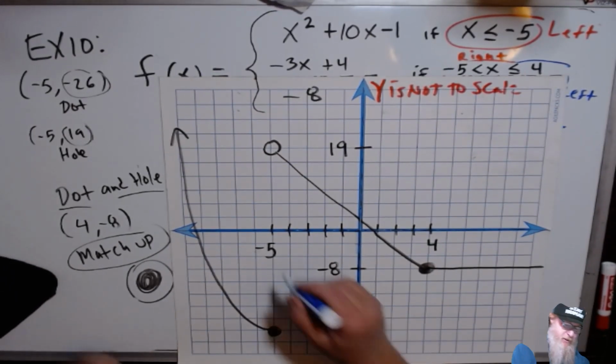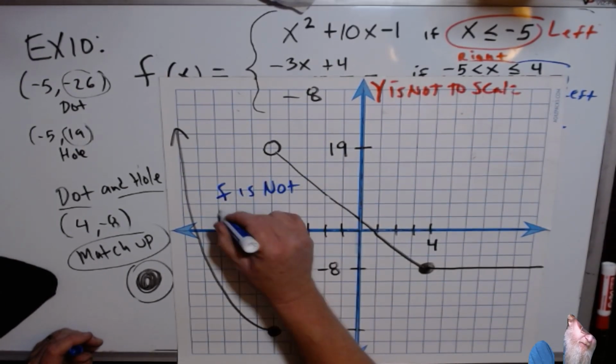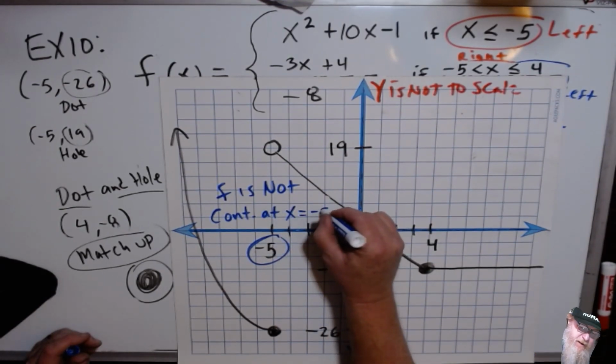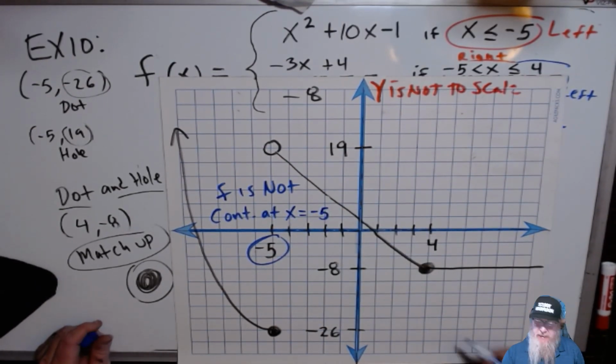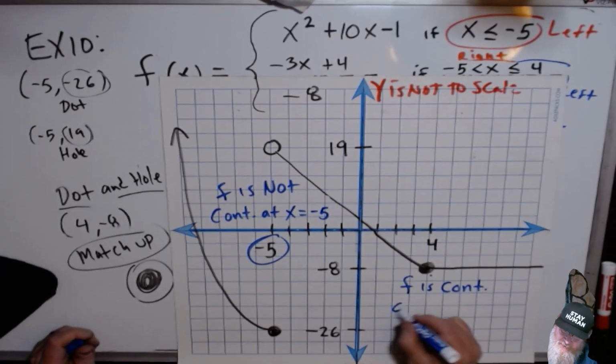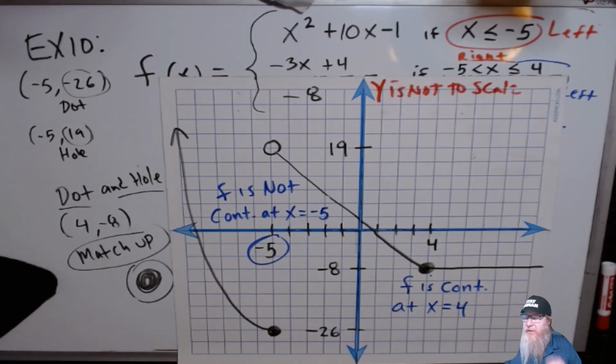Okay. And so I would say not continuous at negative 5, continuous at 4, x equals 4. So that's the conclusion.